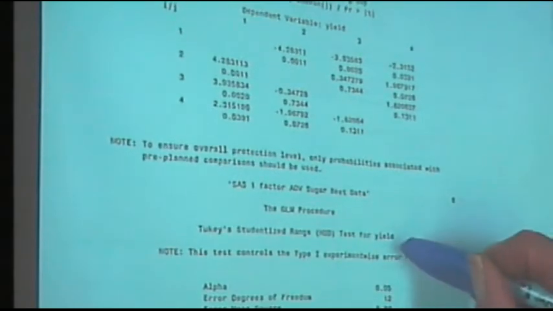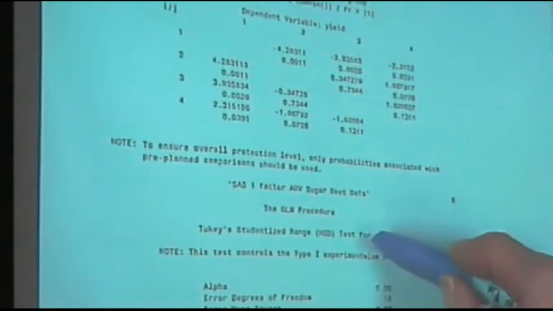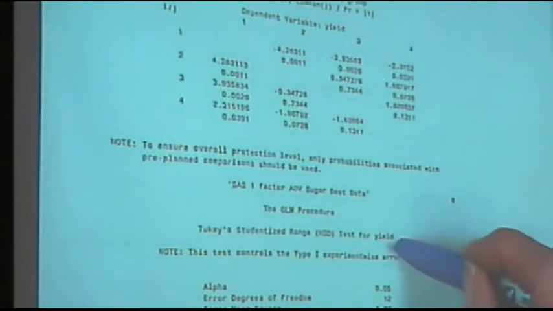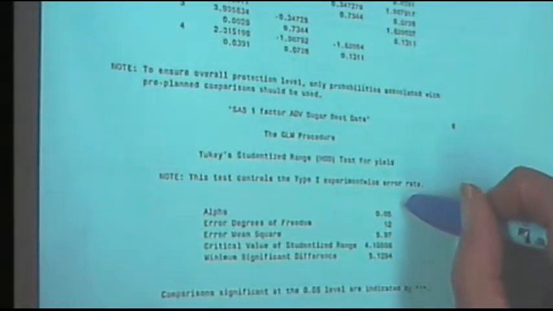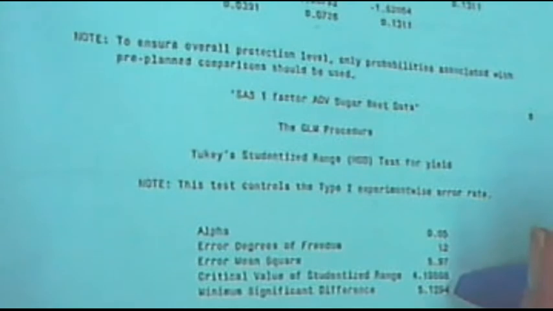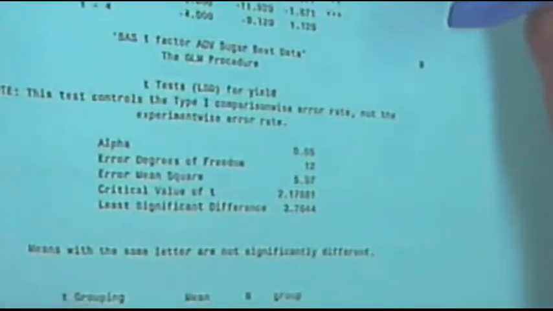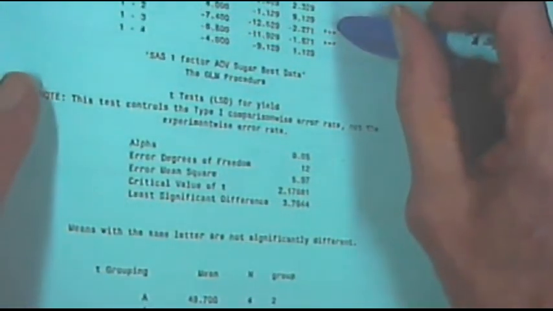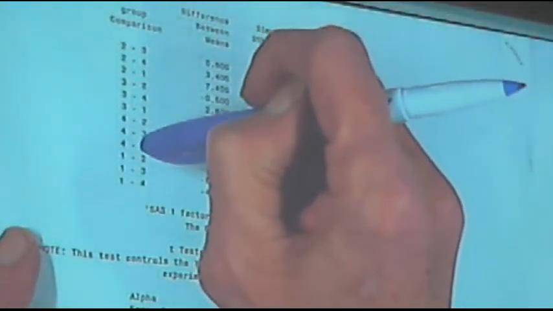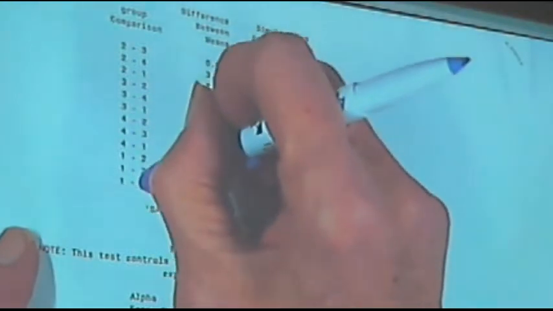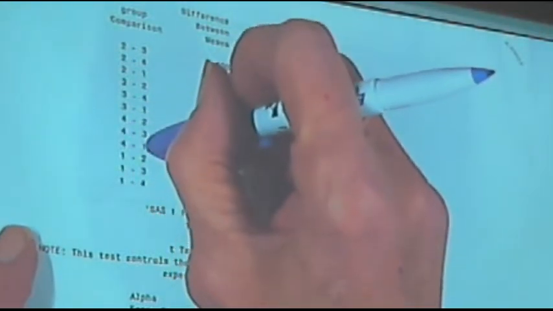So then we have Tukey's studentized range HSD test on yield. This is going to control simultaneously the experiment-wise error rate. So here's some typical things with Tukey's method. And it gives us this kind of a layout. Here's all the pairwise comparisons. Notice how they're doubled up. There's a 1 minus 4 and a 4 minus 1, for example.